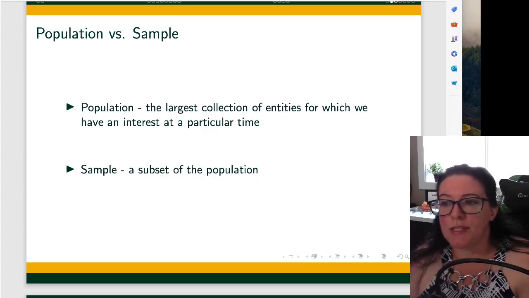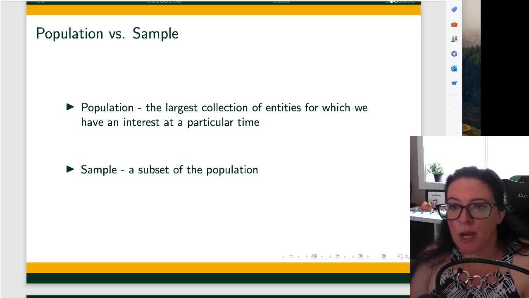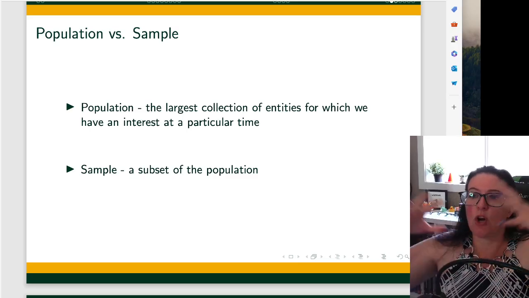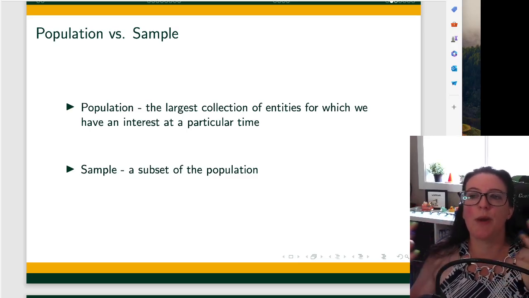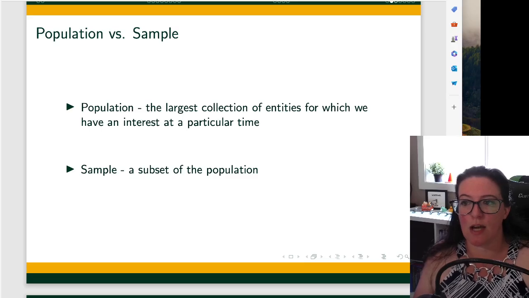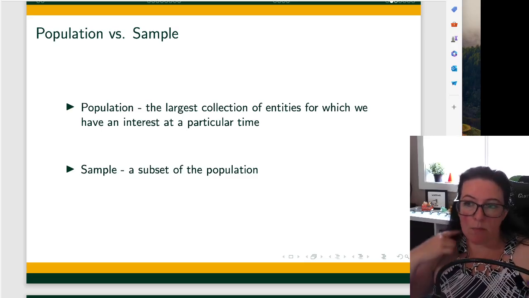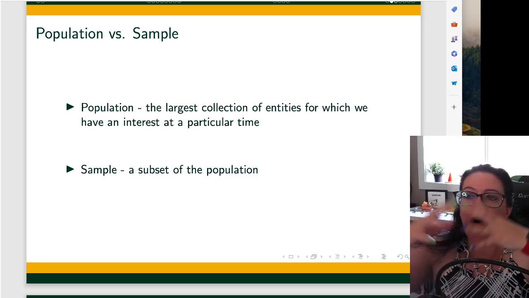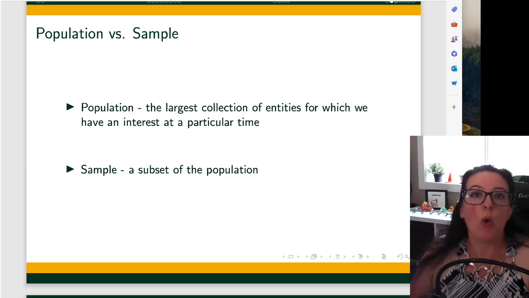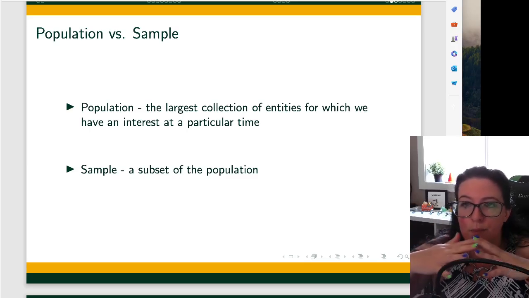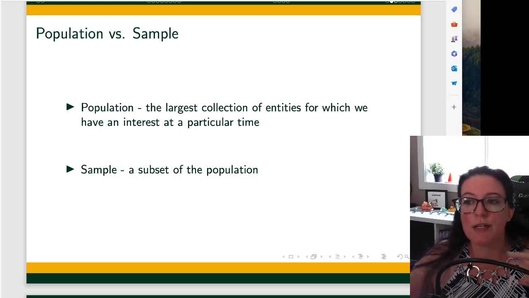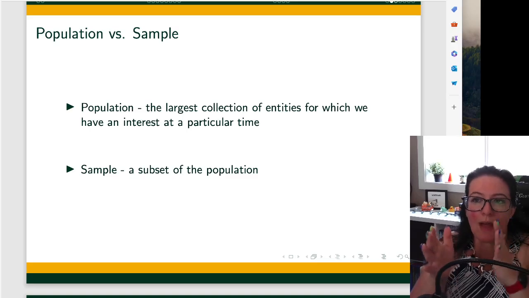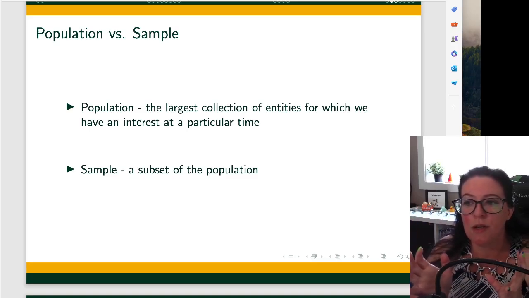As we're looking at introducing statistics, it's important to differentiate between the population and the sample. The population is that large collection of entities for which we have an interest at a particular time. If I'm looking at marketing research, then that population of interest might be all of the potential customers who might buy my iPhone, right? So that could be people across multiple countries, multiple age ranges. It might be a certain income level that defines that population.